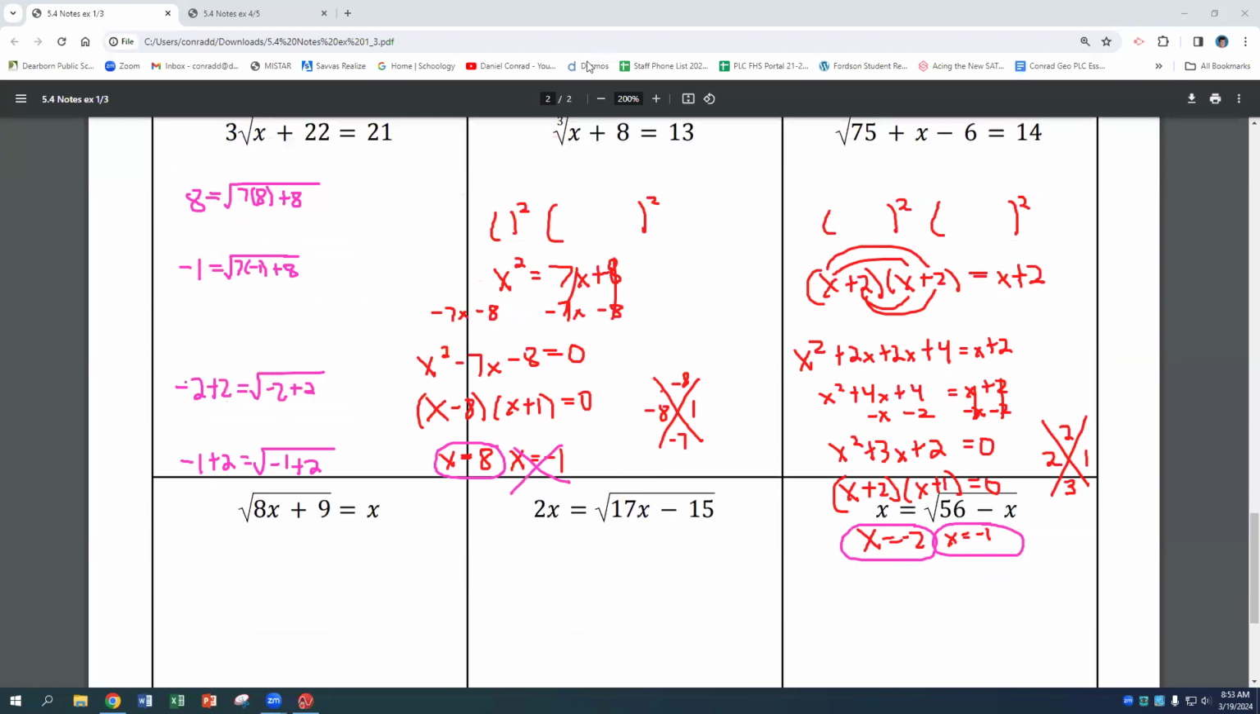All right, and then I have 6 practice problems we can do. So let's work on these 6 practice problems.